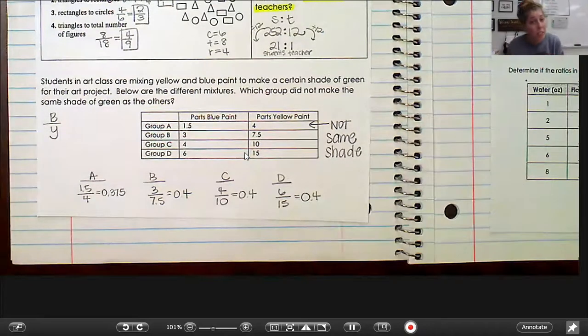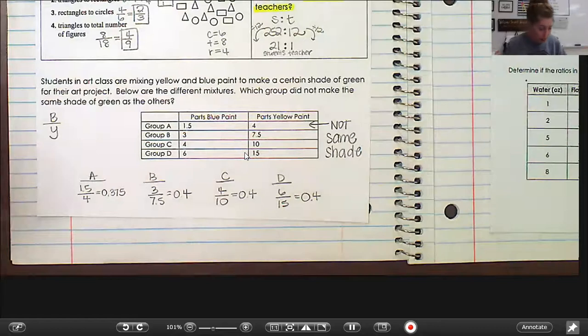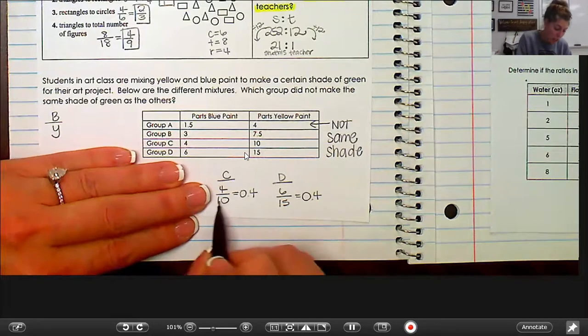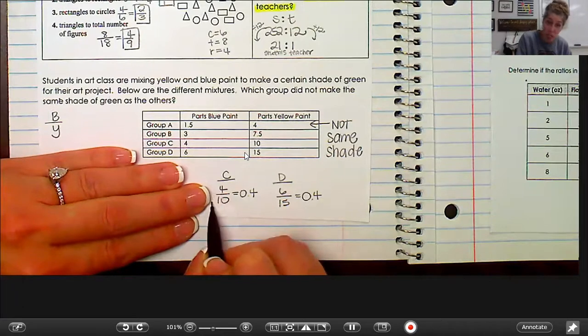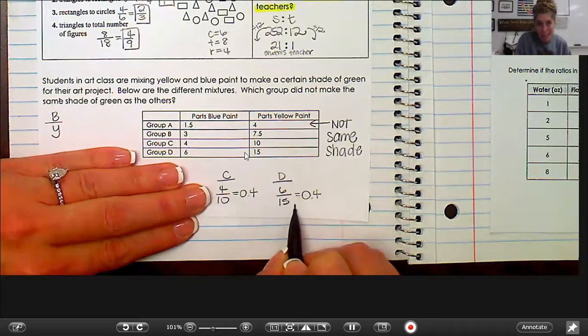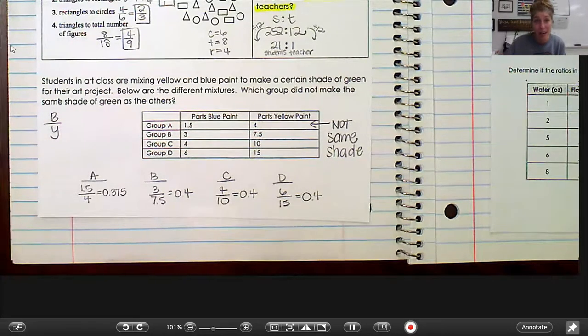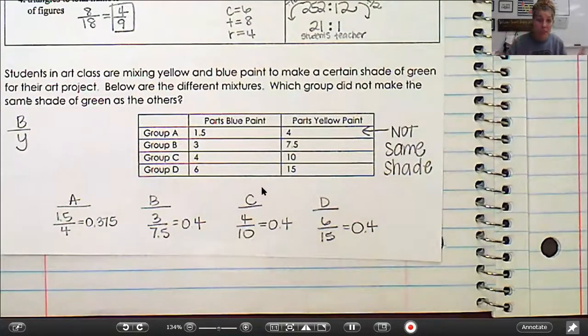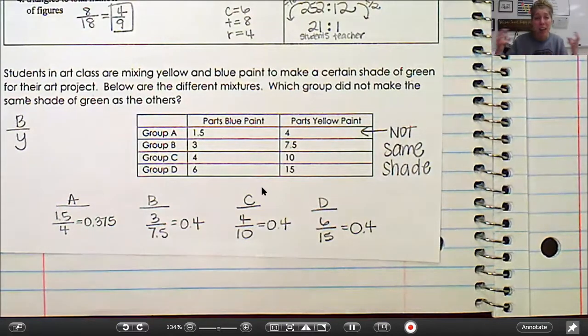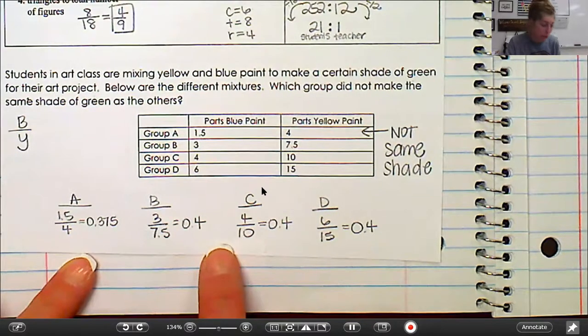Now we just talked about equivalent ratios. So in reality, what you could have done with group C and D is get that denominator to both be 30. If I multiply this by 3, I'd get 12 thirtieths. If I multiply this by 2, that'd be 12 fifteenths. So you can get a common denominator or try and make a list of equivalent ratios. But when I saw the 7.5 and the 4 in there, I thought, that's a lot of numbers to try and find a common denominator for. This might be the easier way. Okay, let's do another one just like that.